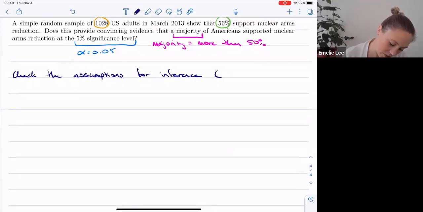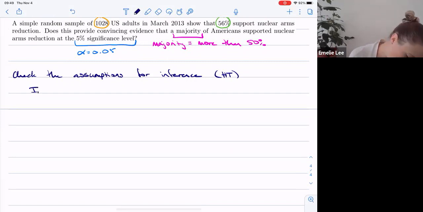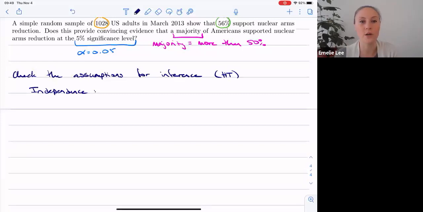Okay, so check the assumptions for inference. And we're going to do a hypothesis test, right? Because as soon as it says the 5% significance level and it doesn't say make a 95% confidence interval, then you're going to do a hypothesis test. So the first thing we have to check is independence. And in those notes that I posted, it also checks the less than 10% condition. We've made that optional now, but it's something to keep in mind, right? Your sample size has to be less than 10% of the population in order to be considered independent.